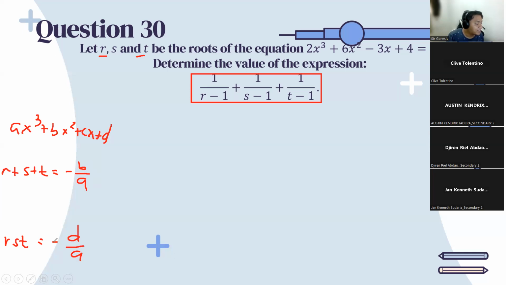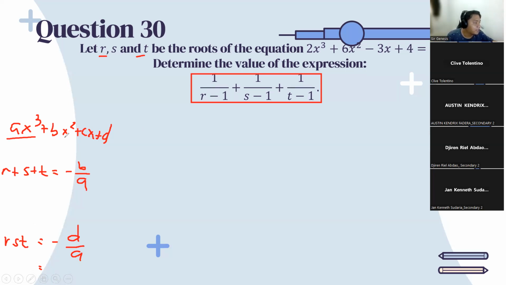So why is it negative? Because if you know the general formula, you actually have negative 1 raised to n here. If n is even, then of course it's positive, like the quadratic expression. However, since we are cubic and n here is 3, negative 1 raised to n is a negative. So you have negative d over a.